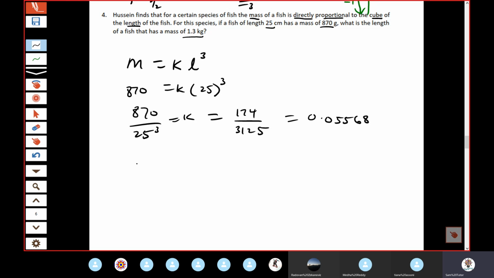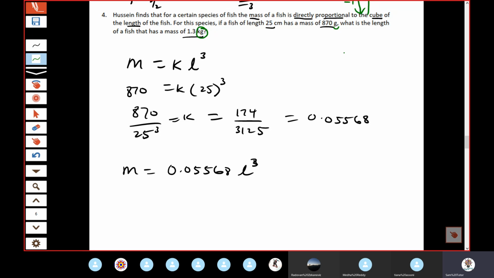Now that you have found K, can you see you have an equation that's relating M and L, and it's no longer just proportional. It can actually be an expression. The fact that it's proportional is trying to say, we know that they're related, we don't know by how much. We don't know if it's 2 or 3 or 4. And then the question just says, what is the length if the mass is 1.3? So we're not done. What is the length if the mass is 1.3?